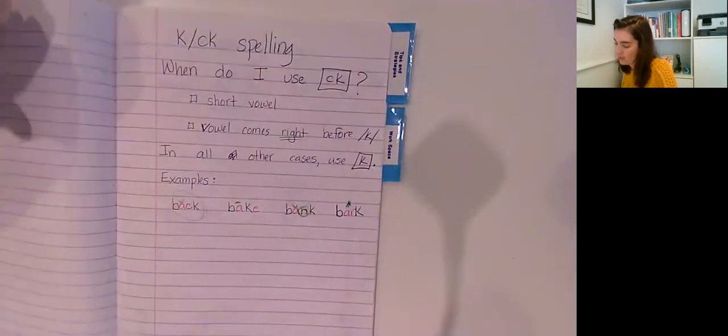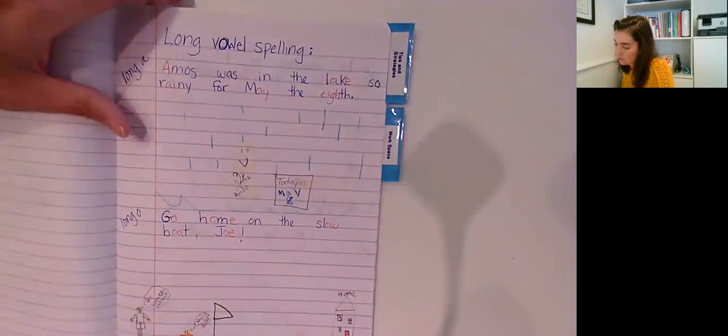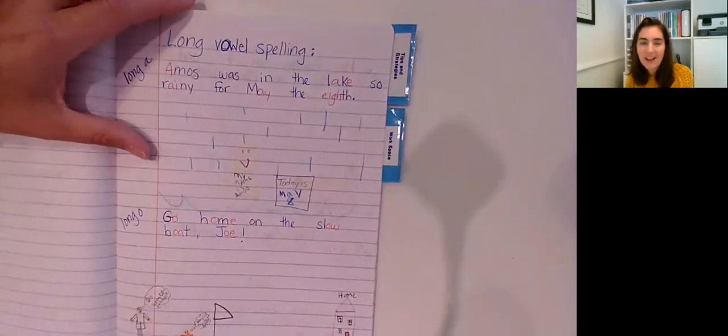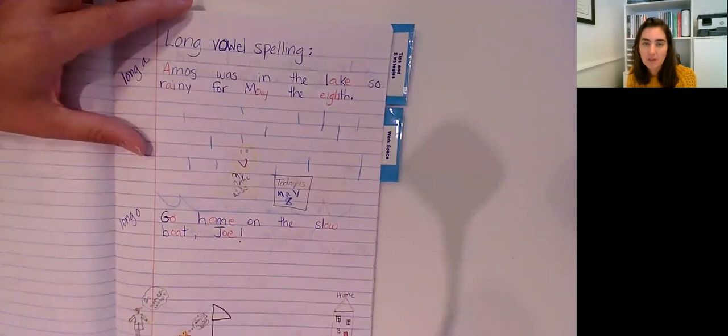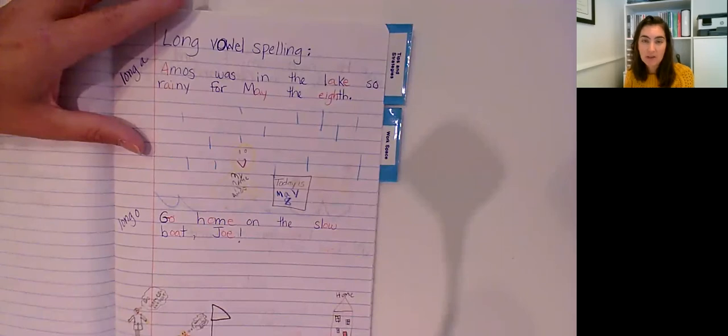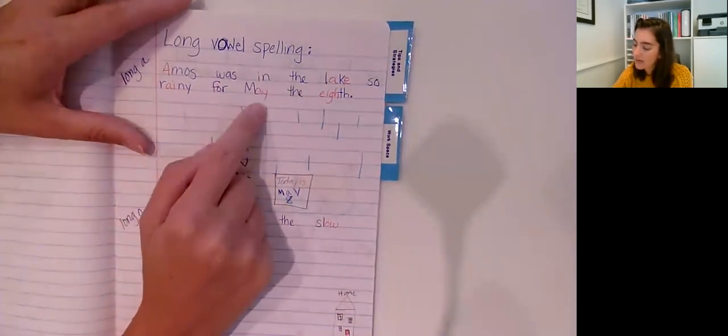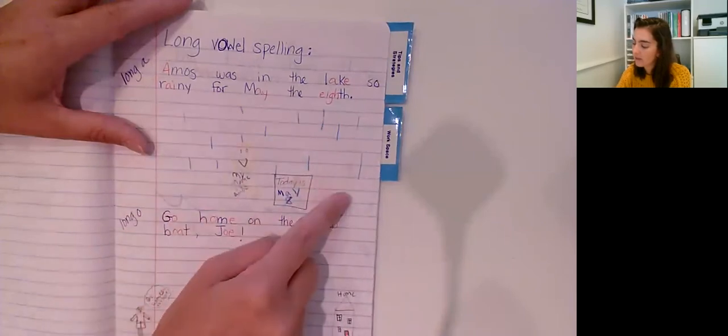Spelling rules. Oh, this is so cool. I love these. Okay. So with some of my older students, when we really crank through the long vowels, and I'm really expecting them to be able to spell properly with the long vowel spellings, we do these mnemonics. So: Amos was in the lake, so rainy for me the 8th. Oh my goodness, I love doing these.